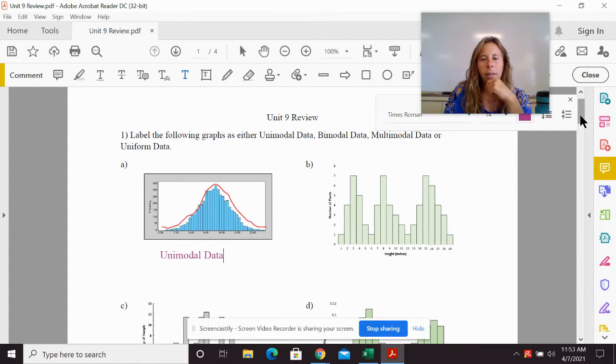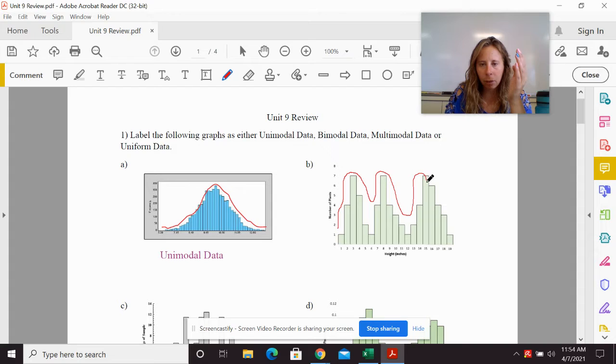B. What do you think about B? How many peaks are there? Okay, there's 1, 2, 3. So that's more than 2, so there are 3 peaks, so that's going to be multi. Once again, you can draw a line. There's 1, 2, I didn't go all the way down there, and I missed it. There's 3. So there are 3 peaks, so that is multi.